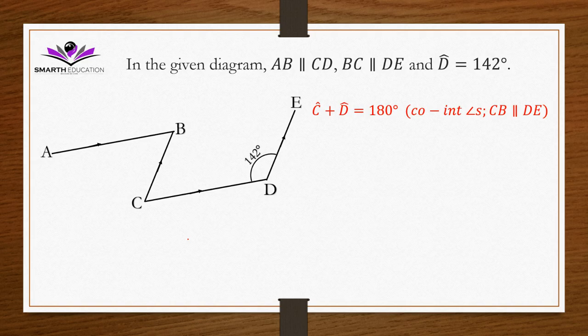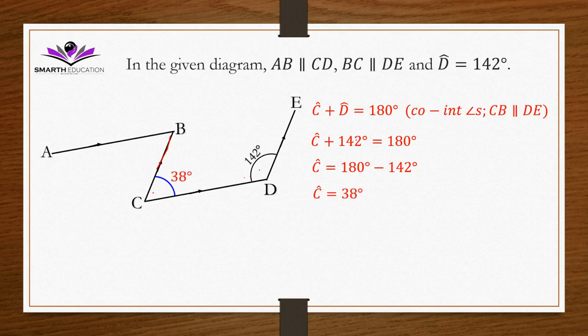So if we check here, angle C plus angle D, these two angles, okay, they add up to 180 degrees because they are co-interior angles. You can see that CB here is parallel to DE here. So angle C and angle D are co-interior angles. They are supplementary. And then we can substitute our angle D there, and then we solve for angle C. So angle C is 38 degrees. You see that? We say 180, we transpose this one, comes this side. Then say 180 degrees minus 142 degrees, you get 38 degrees.